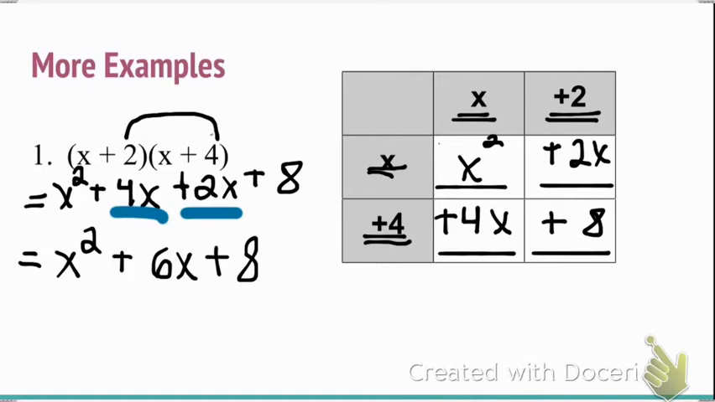So collect the like terms, add them together. So my like terms are here, the 4x plus the 2x. So my final answer is x squared. 4x plus 2x is plus 6x, then plus 8.